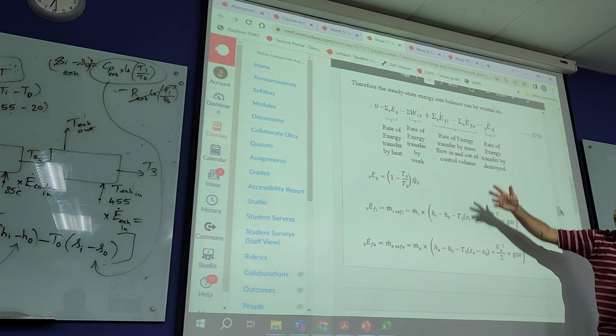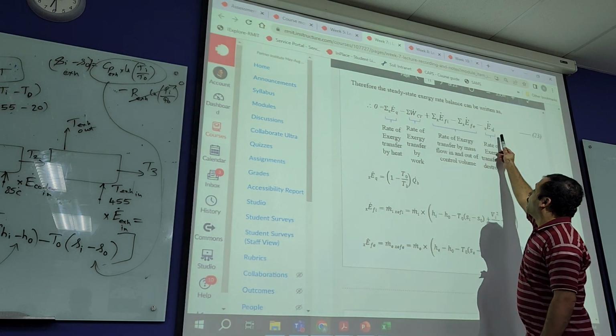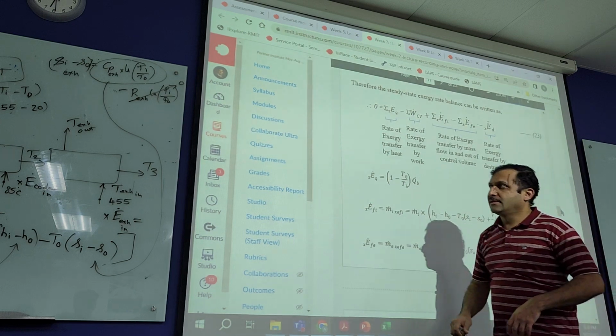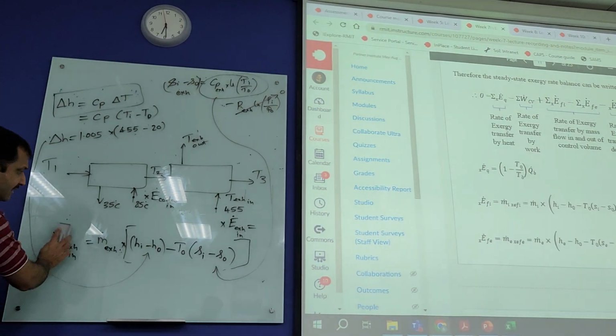That equation. Okay? So, we want to find exergy destruction in the generator. I'm going to redraw something. Is it okay if I erase that part? Okay.